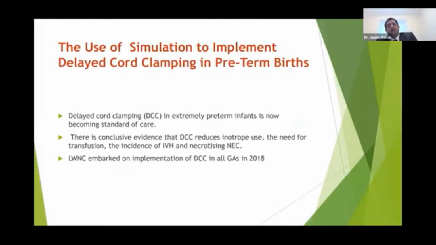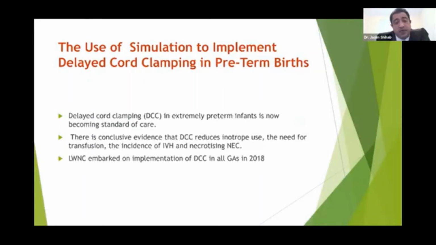So delayed cord clamping in extremely preterm infants is now becoming standard of care. There is conclusive evidence that DCC reduces inotrope use, the need for transfusion, the incidence of IVH, and necrotizing enterocolitis, NEC, in preterm infants. If it's used effectively, it reduces the cardiac output as well, and helps stabilize both the systemic and the cerebral pressures.